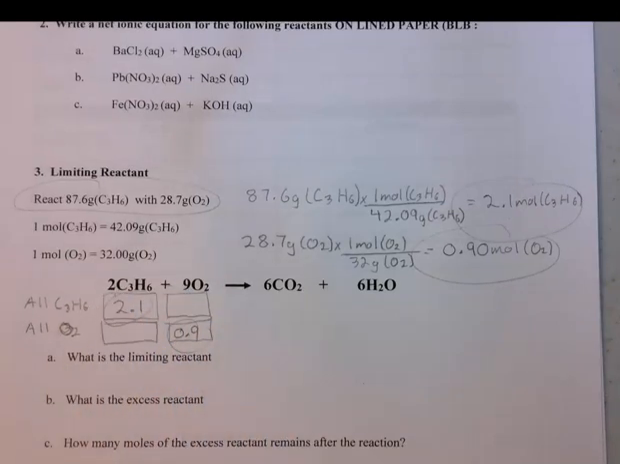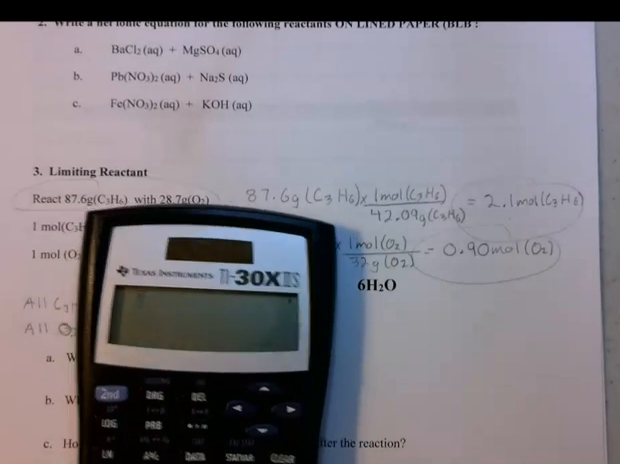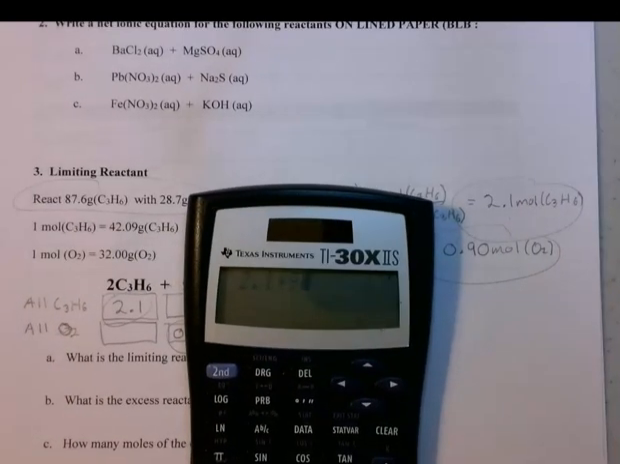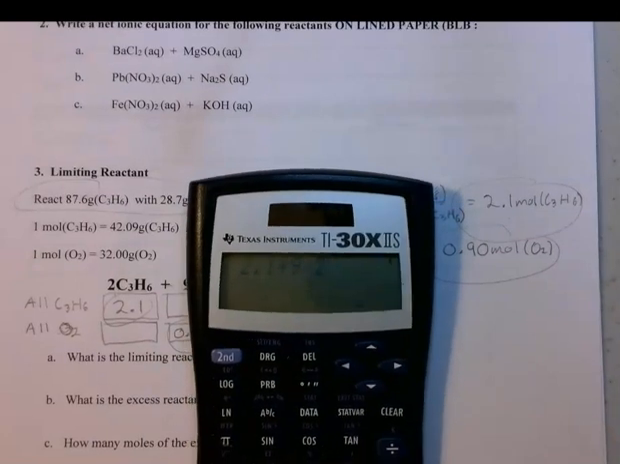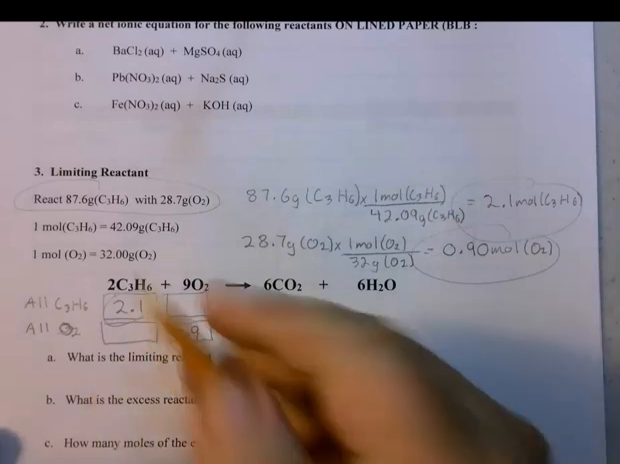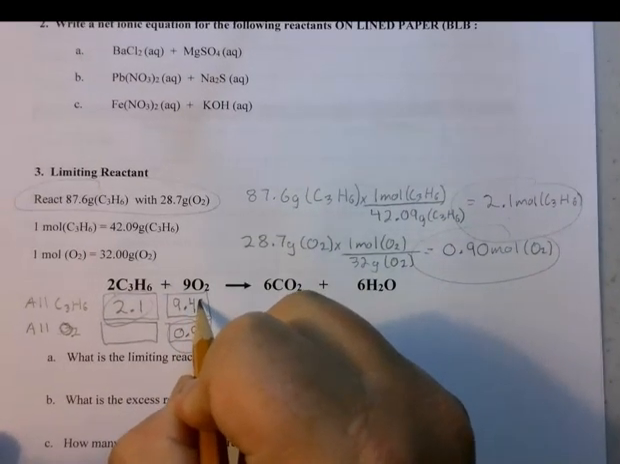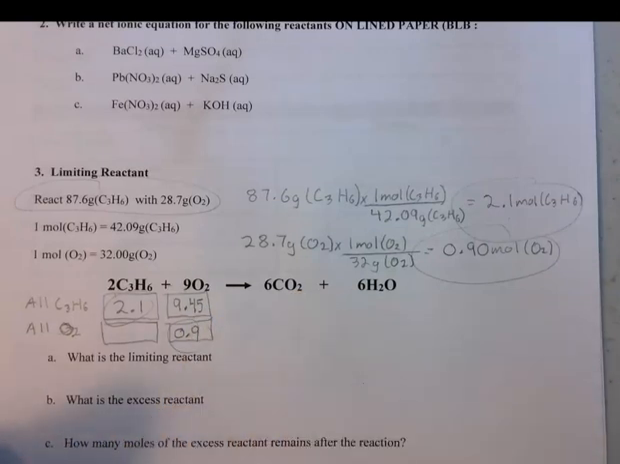So that's what I'm going to do, right here. I'm going to say 2.1 times 9 divided by 2. So that's 4.5, 4.5, and it gives me 9.45. I should really put 9.5, but I'm going to go with the 4.5.